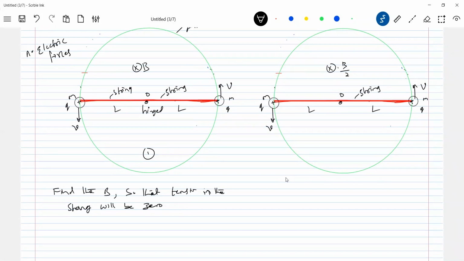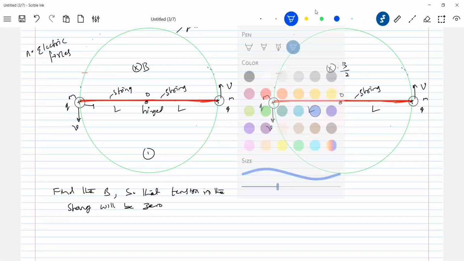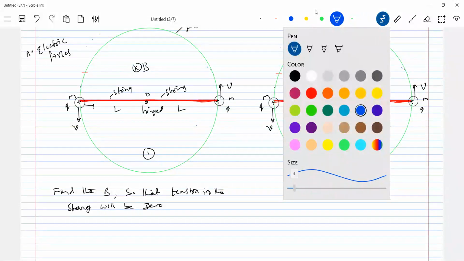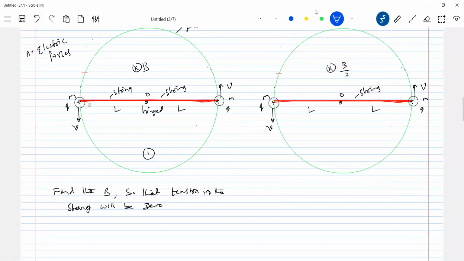So what should be the magnetic field? So here let's assume that tension in the string should be 0, it is telling. So then all the power required is the centripetal force, the QVB.